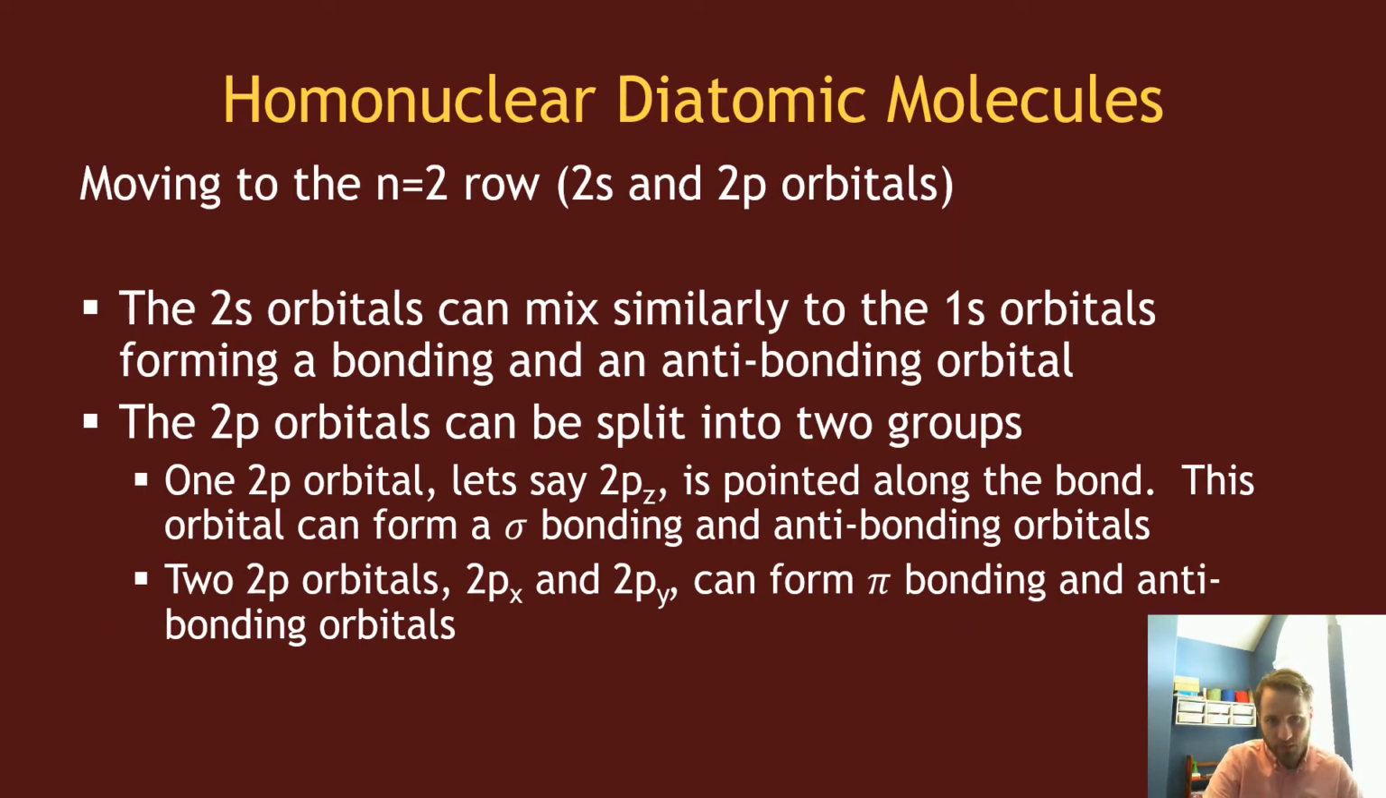Now let's look beyond the first row of the periodic table, to the second row: lithium, beryllium, boron, carbon, nitrogen, oxygen, fluorine, and neon. That second row of our periodic table. We're going to talk about mixtures of the 2s orbitals as well as the 2p orbitals.